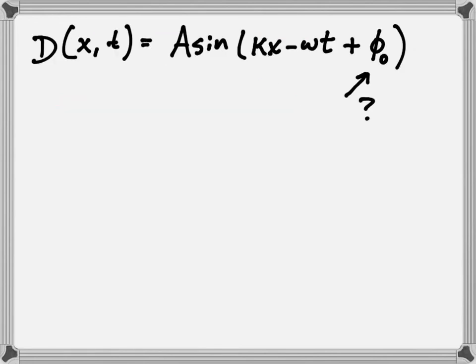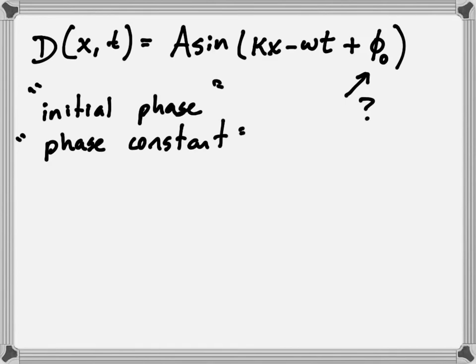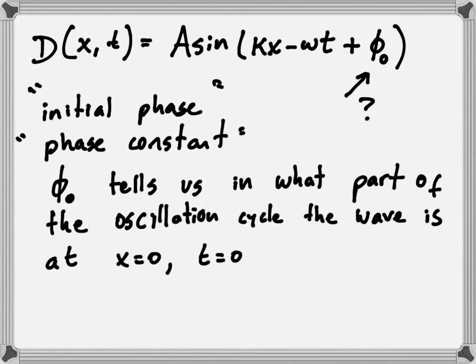All right, there's only one thing left to discuss in the equation that describes a sinusoidal traveling wave, and that is this phi naught inside the argument. This phi naught is called the initial phase, or also the phase constant. What this number tells us is in what part of the oscillation cycle the wave is at the specific point x equals 0 and t equals 0.